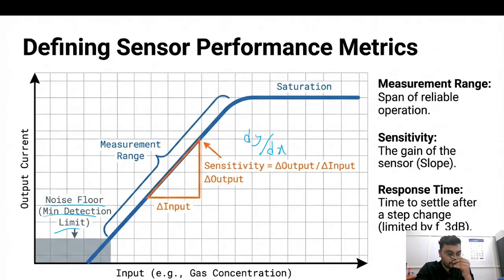For the sensor, what we are giving as our input is the gas concentration, suppose ammonia, NH3, in ppm. If you have ammonia's concentration increasing, then the current will also increase, but after some time the saturation will happen. If you are increasing the ppm more, then the output current won't increase, and that's called the saturation point. Also there will be a minimum detection limit, which is called the noise floor, where below that ppm you can't detect.